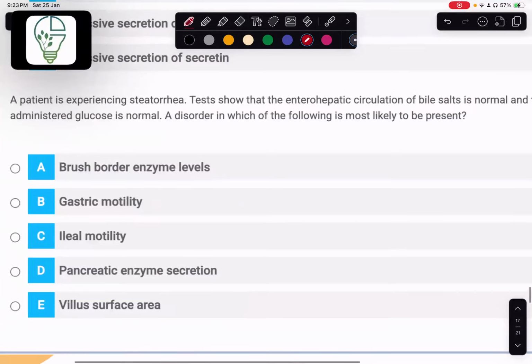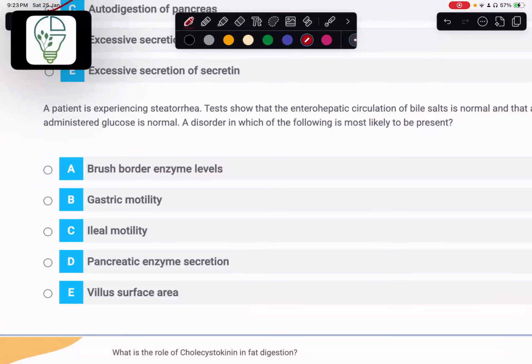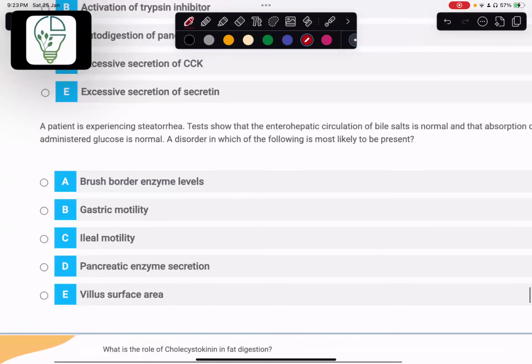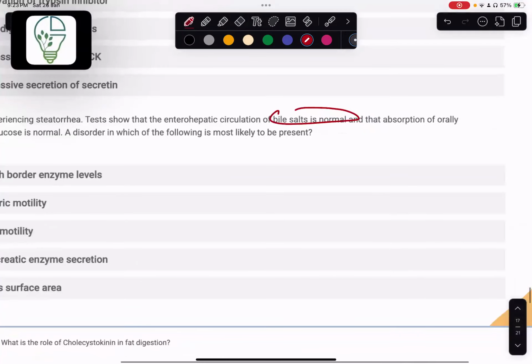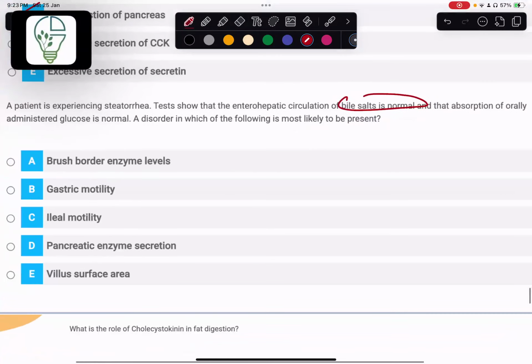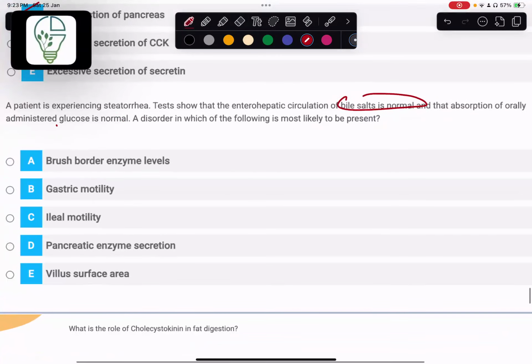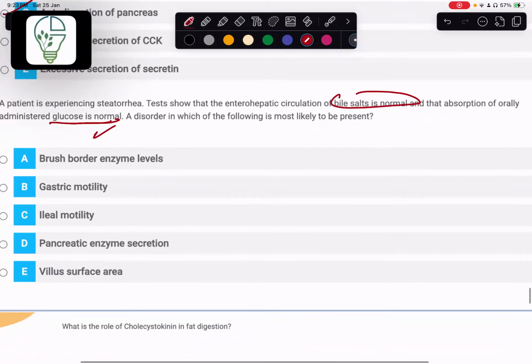Next, a patient is experiencing steatorrhea. Tests show that the enterohepatic circulation of bile salts is normal. Bile salts are normal. Any fat is soluble. Absorption of orally administered glucose is normal. Any normal mucosa. Disorder in which of the following is most likely to be present? Pause it for a second.